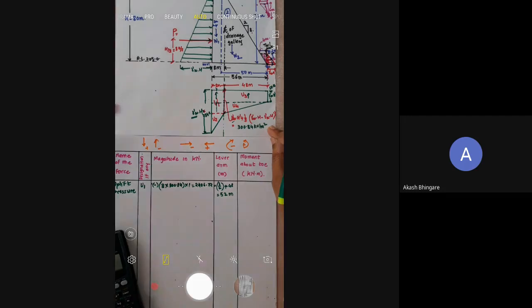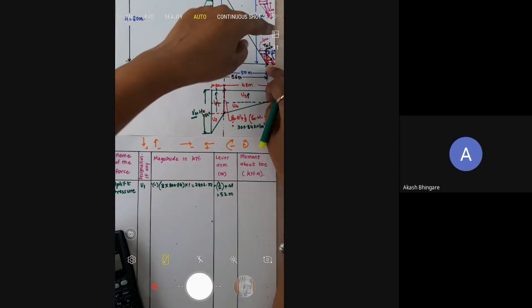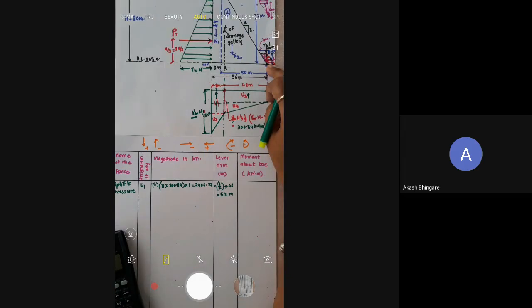So it is acting vertically upward. You have to take moment about toe. So U1 is in this direction. It is acting in clockwise.